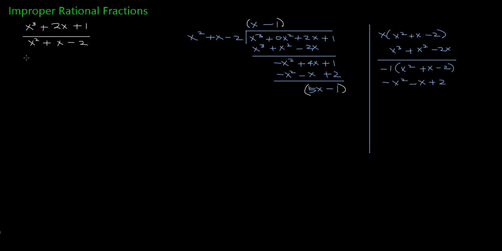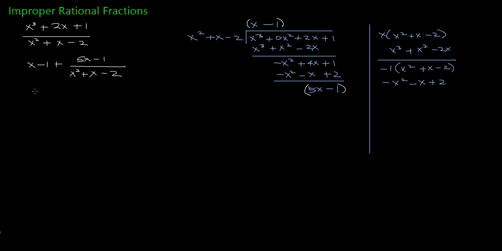So if I was to write this equation, we have x minus 1 plus 5x minus 1 over x squared plus x minus 2. So now what we have to do is solve for this fraction, and then in the end we add x plus 1.